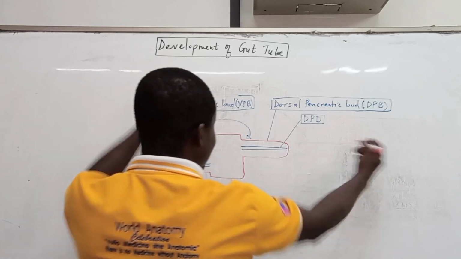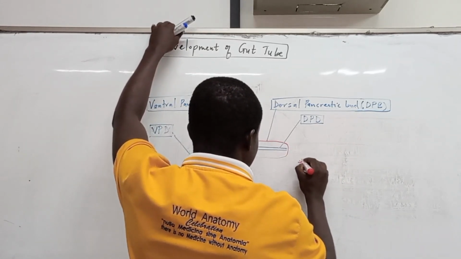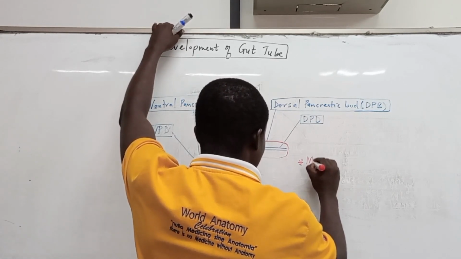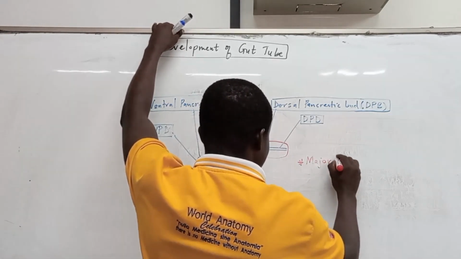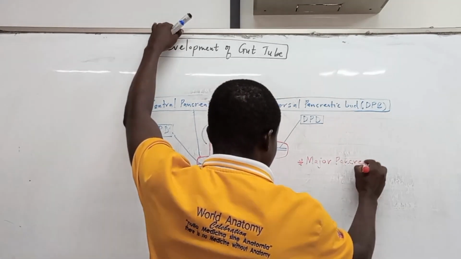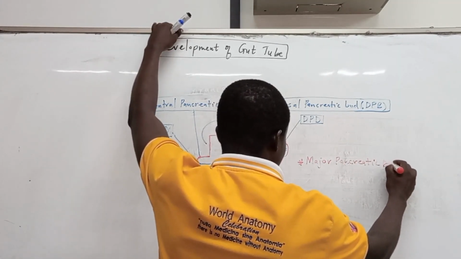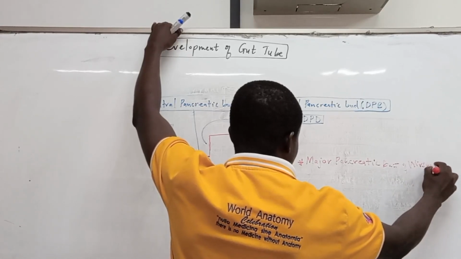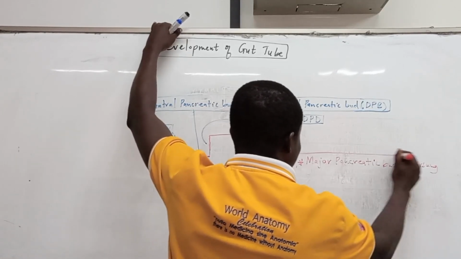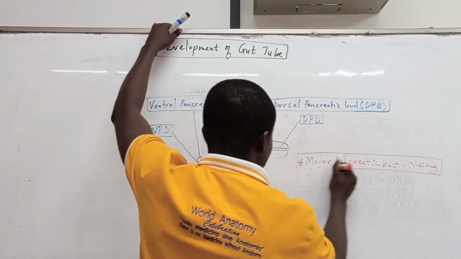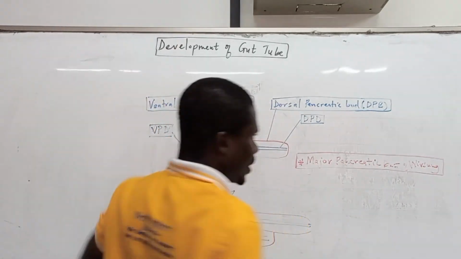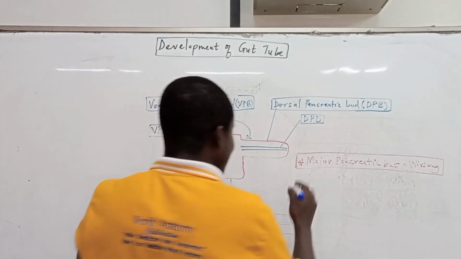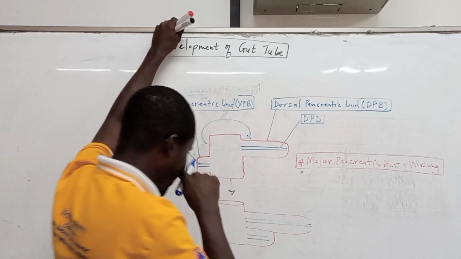The first thing, we want to see formation of the major pancreatic duct of Wirsung. We want to appreciate that. And my friends, this major pancreatic duct of Wirsung will be arising from what? And we want to appreciate that.